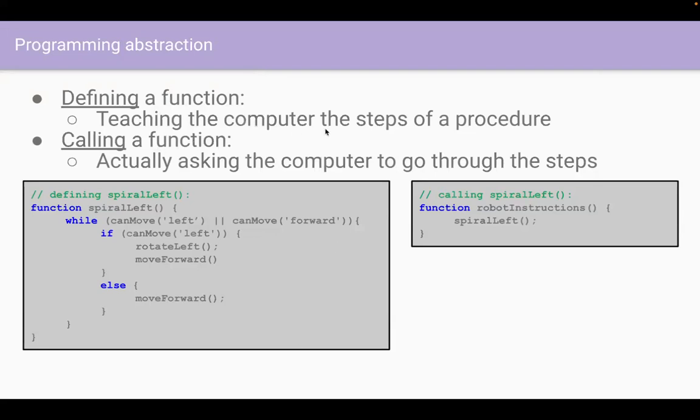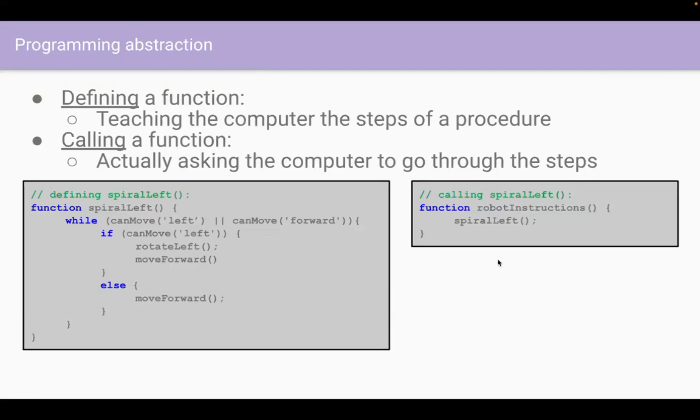Next, defining a function and calling a function. So earlier, we went through a function called spiral left, and pretty much we defined the function. We're teaching the computer the steps of the procedure. That's what we're doing with the while loop, the if statement, and the else statement. We're going through all of these so that we can teach the computer that this is the purpose of the function called spiral left, and this is what we want that function to do so that the robot can reach the end goal of the gray box, right?